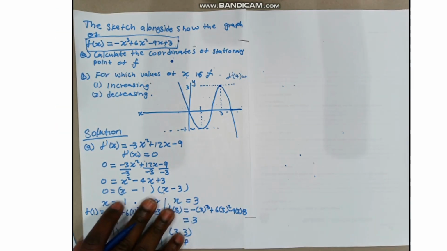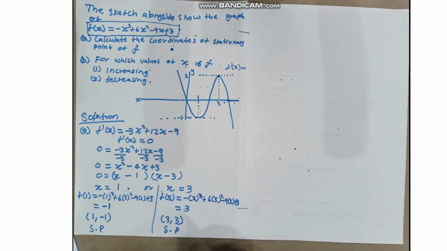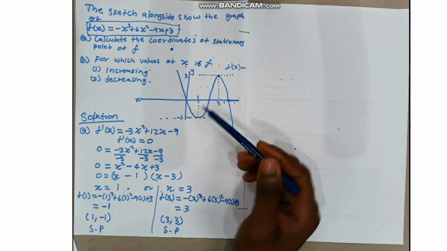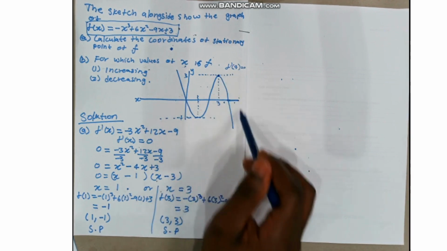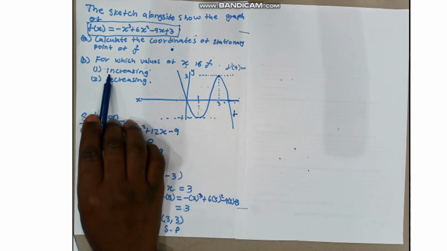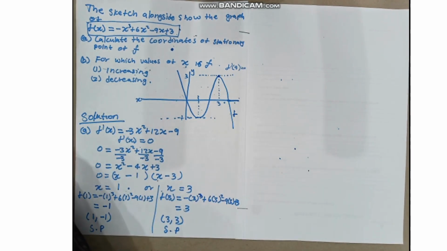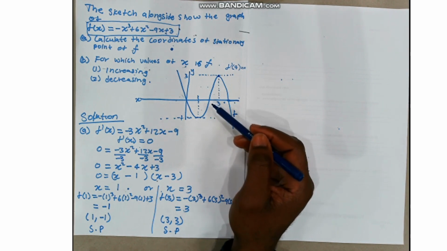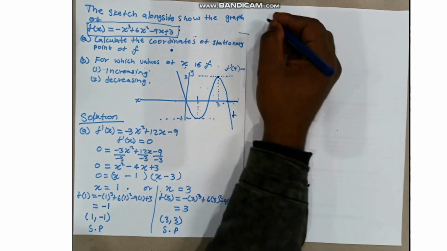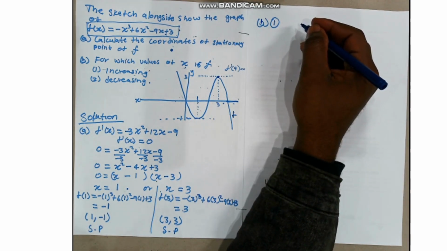Okay, guys, our second part of the question, which is B, where we need to find the values of x for which our function f is first increasing. Now we need to find where the graph is increasing and also where the graph is decreasing. So let's find the first one. Now B, number 1, where the graph is increasing.